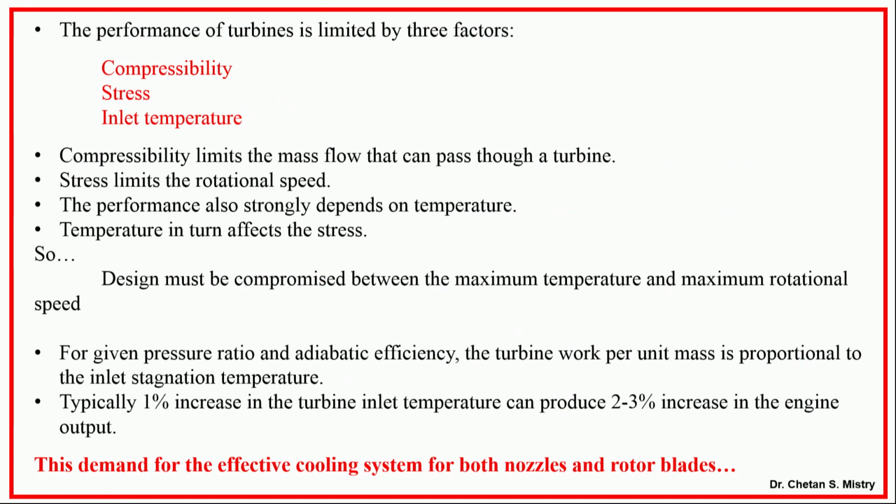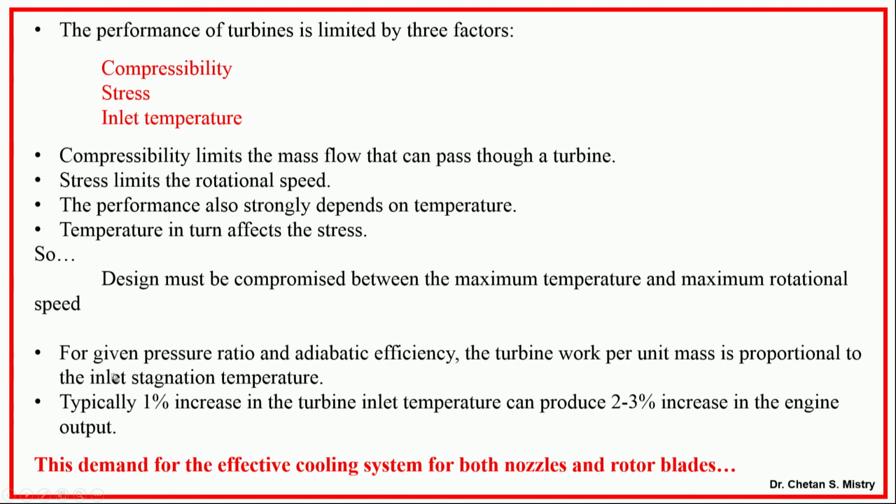Now, overall, the performance of my turbine is limited by three factors. One is compressibility, second is stress, and third is my inlet temperature. Compressibility is limiting my mass flow rate through the turbine. The stress limit puts a constraint on rotational speed. And performance mainly depends on my temperature. So, design must be a compromise between maximum temperature and maximum rotational speed.